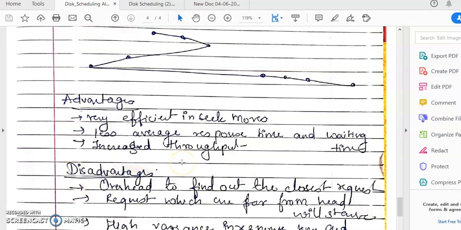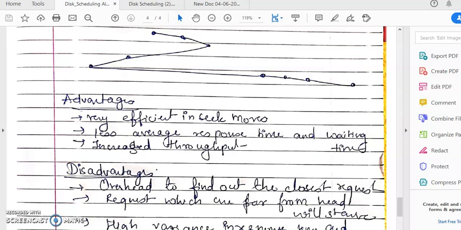In SSTF, very efficient seek moves are there, with less average response time and waiting time, and increased throughput. Less response time means less time for responding, and less waiting time is there, so that is quite efficient. As the response time is less, the throughput is obviously more. A lot of requests are attended in a lesser amount of time, so that's the increased throughput.